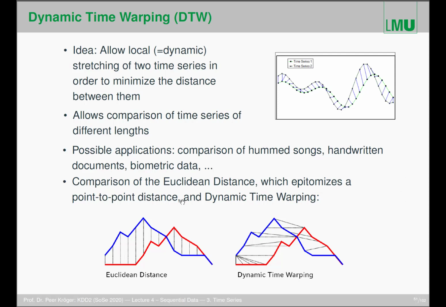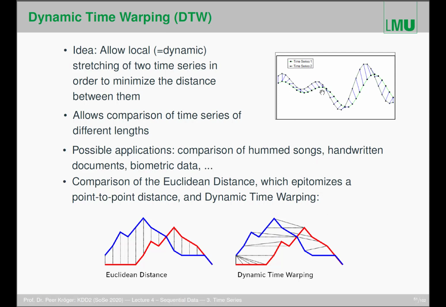And here's a comparison between Euclidean distance and dynamic time warping. With Euclidean distance, you just compare each time slot to the same time slot, obviously. With dynamic time warping, you can compare one time slot, for example of the blue one here, of one time series to multiple time slots of the other time series. So here, for example, this one is compared to 1, 2, 3, 4, 5 of the red one, and 6 even.